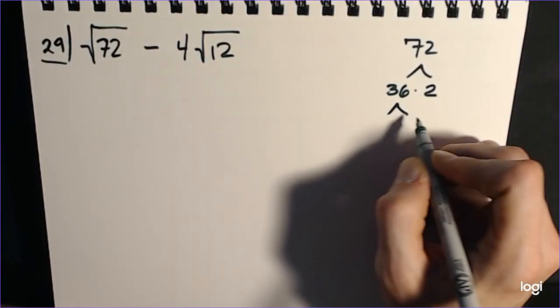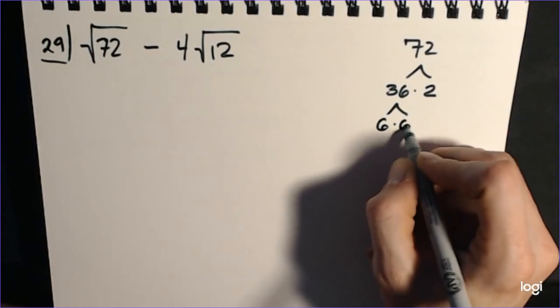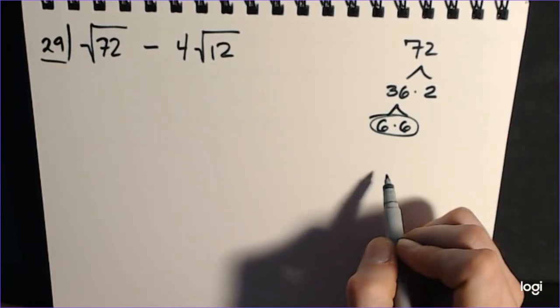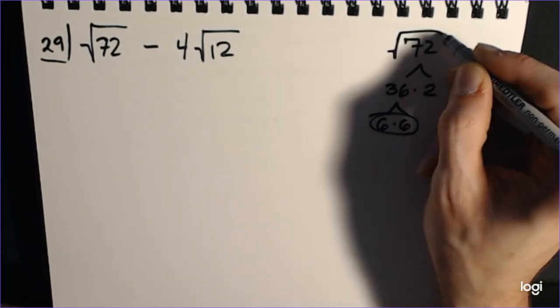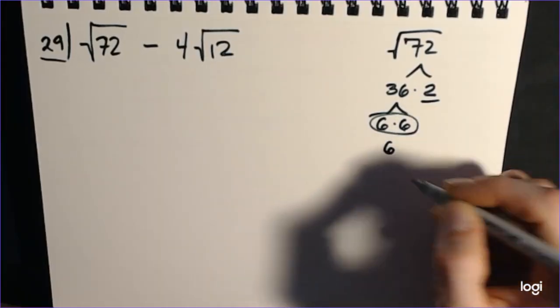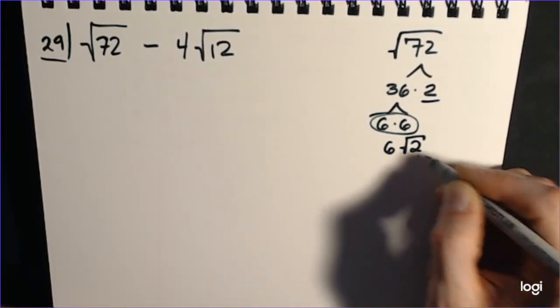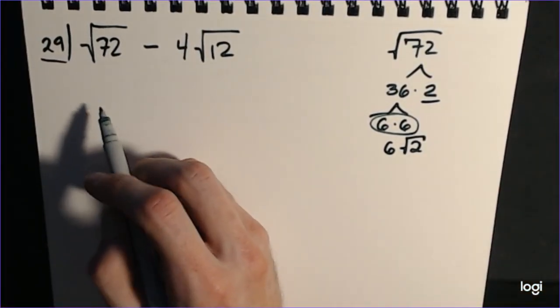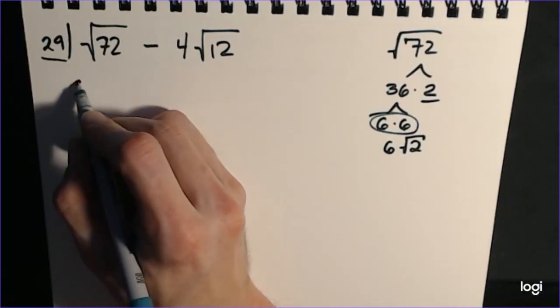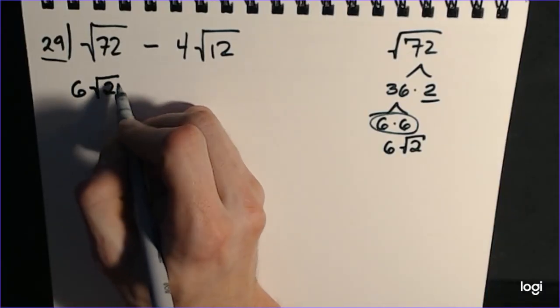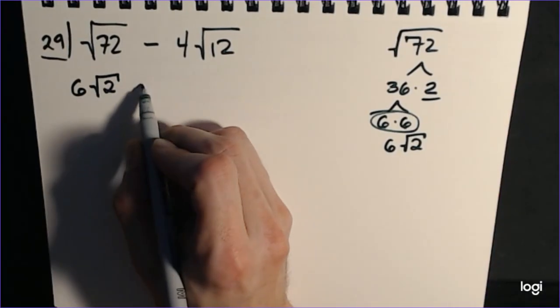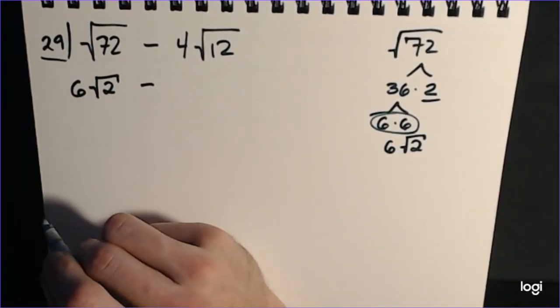Now we break 36 up. It is a perfect square, 6 times 6. We can remove that 6 immediately, and we just have this 2 left over, so we tuck that back under the square root. So I'm going to come back over here, and we can rewrite the square root of 72 as 6 times the square root of 2. We're subtracting here, so we're going to be careful about that at the end.